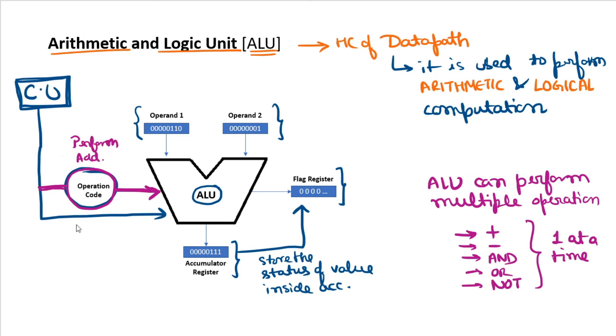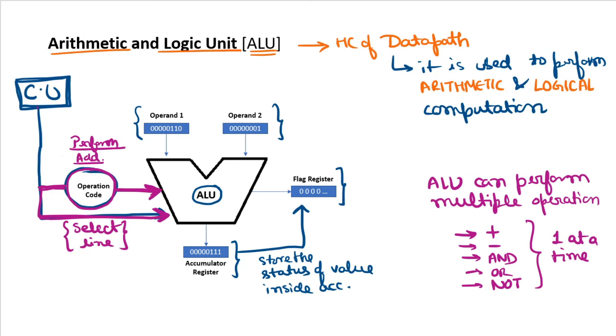Let's take an example here. Perform addition. When the control unit wants this operation to be performed, it will activate the ALU using the select line. The select line tells when. So whenever the control unit wants to use the ALU, it will first activate the ALU using the select line, and then it will send the operation code, which tells which operation to be performed.